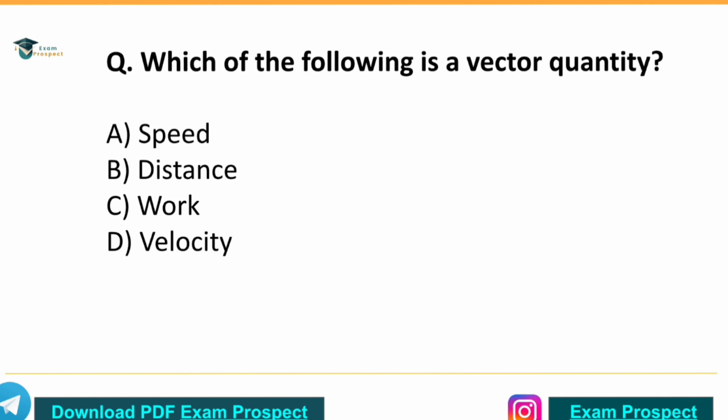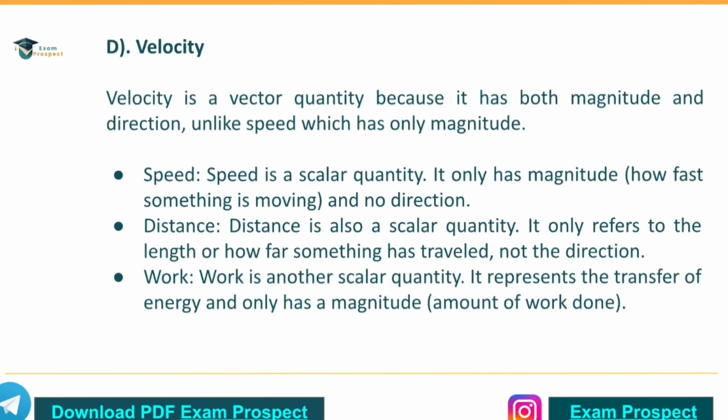Which of the following is a vector quantity? And the correct answer is option T, velocity. Velocity is a vector quantity because it has both magnitude and direction, unlike speed, which has only magnitude. On the other hand, speed is a scalar quantity. It only has magnitude, how fast something is moving, and no direction.